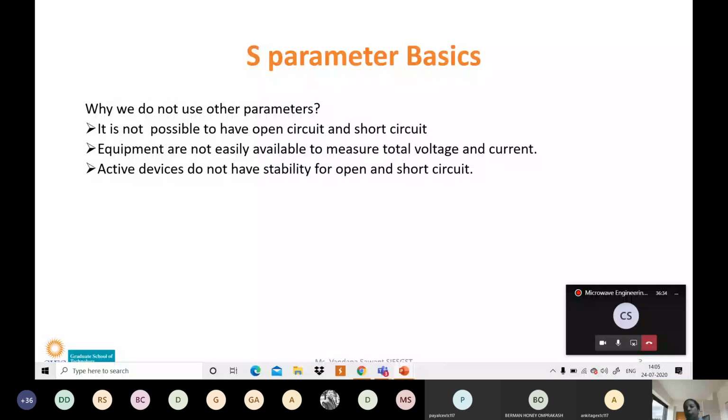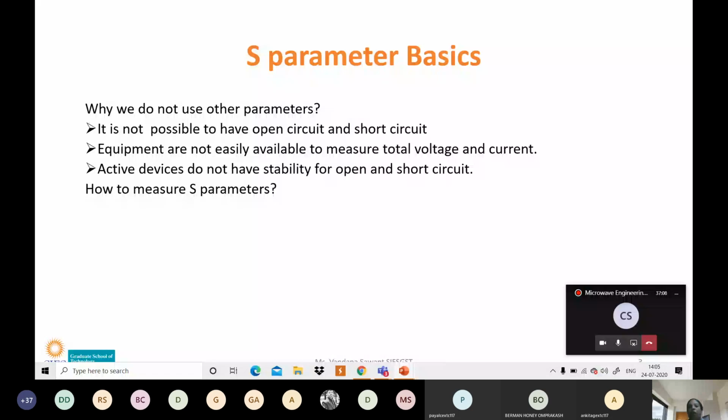Then the active devices like transistors, tunnel diodes, PIN diode, IMPATT diode, TRAPATT diode, Barritt diode, these devices will not remain stable when one of the terminals of the device is open circuited or short circuited. So we should not go for open circuit and short circuit techniques. Then which technique do we have to go for? We have to measure the parameters by using scattering parameters, or S parameters. We can analyze the circuit by measuring the S parameters. S stands for scattering. Scattering means distribution in different directions.